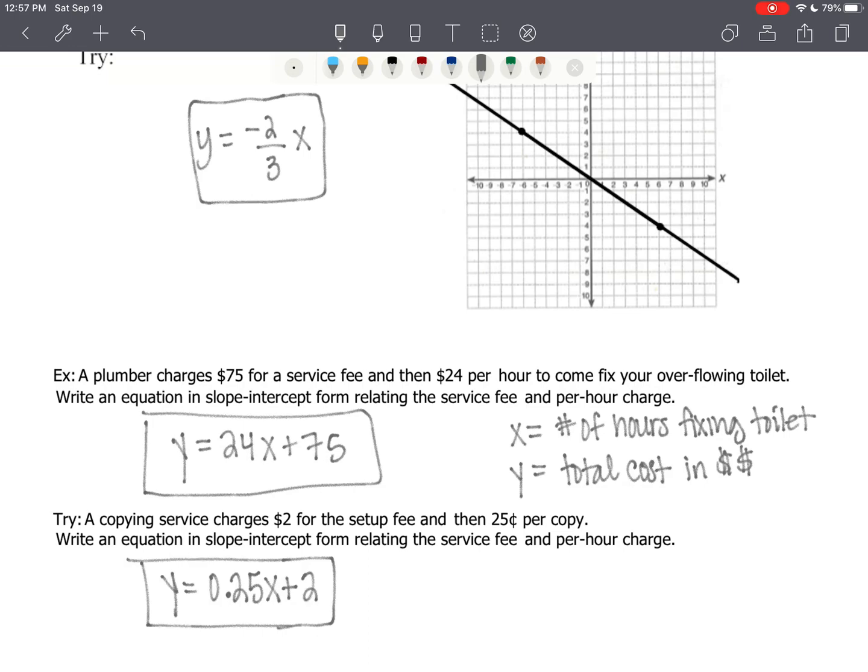So 0.25 stands for your 25 cents, and then 2 stands for your $2. And x represents the number of copies because it's 25 cents per copy. So x is going to be the number of copies, and y is going to be, again, your total cost in, not cents, but dollars.